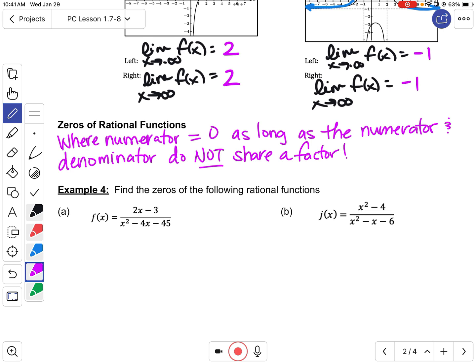Okay, something else happens when they share a factor. It's not a 0. So for today, we're not going to consider those. Okay, so if I have an x plus 2 on the top and an x plus 2 on the bottom, okay, we won't consider that for a 0. All right, we'll mark it out. Okay. So we're looking at just the numerator, where the numerator is equal to 0 as long as we don't have shared factors. So that means we're going to have to factor if it's not done for me. Okay. So we're going to have to do some factoring today, but that's okay. Right. So where the numerator is equal to 0, as long as they don't share a factor.